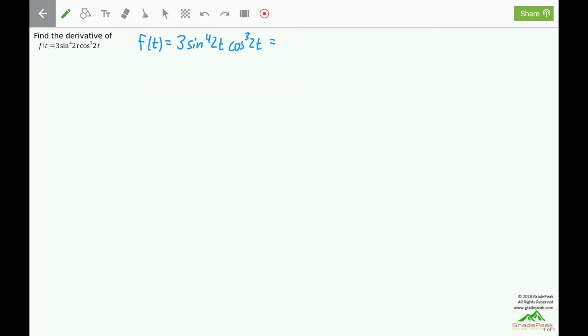But before we do that, let's rewrite sine to the fourth of 2t as the sine of 2t, quantity to the fourth. Cosine cubed of 2t means cosine of 2t and then quantity cubed. It's important to write it that way to know the order in which to take the derivative. You actually start with the outermost function, which is the power. Overall, the derivative f prime of t will be a product rule.